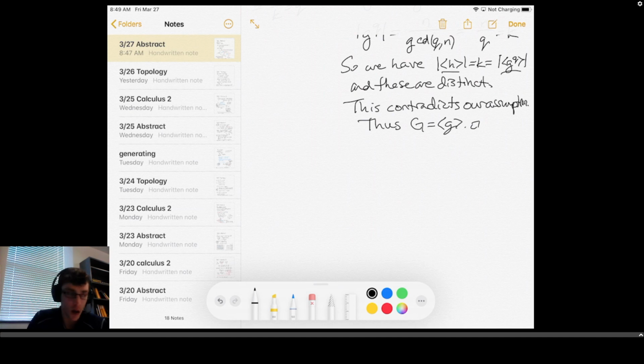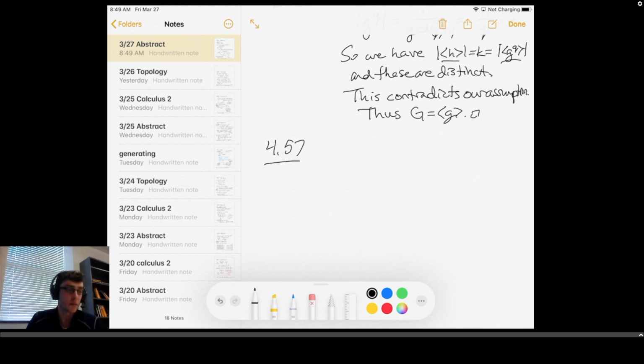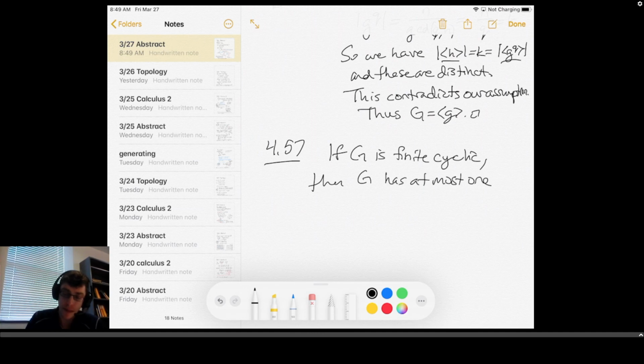No problem. Okay, so the last thing I want to talk about then is 457, and this is basically the converse, right? So if G is finite and cyclic, then G has at most one subgroup of any order. So we know right to left is true. The question is, is left to right now true?